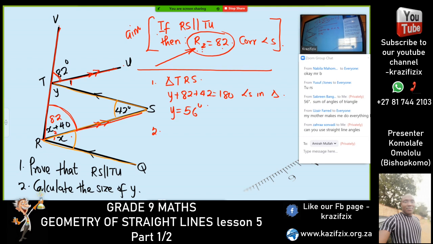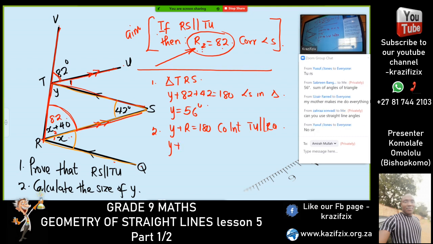Co-interior. If I want to use co-interior, y plus r equals 180. Co-interior. And which lines are parallel? TU and RQ. I don't know if you can see that. TU parallel to RQ. So y plus, remember this is 82 plus 42 there. X is 42. Again, y is 56 degrees.